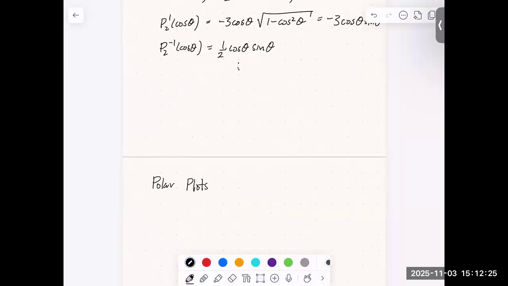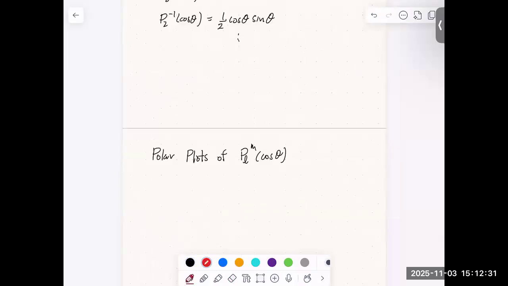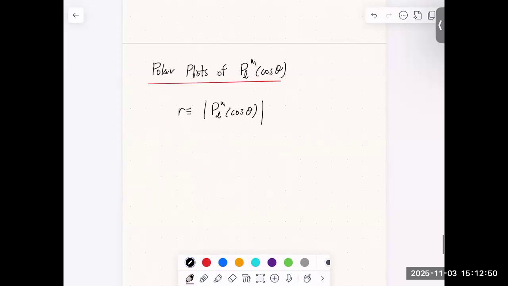Polar plots of P_l^m cos theta. So the way they generate these polar plots is they say, okay, I'm going to define some R, and it's going to be the absolute value of these associated Legendre functions. And what we'll do is find some coordinate system, x, y, and I'm just going to make polar plots.